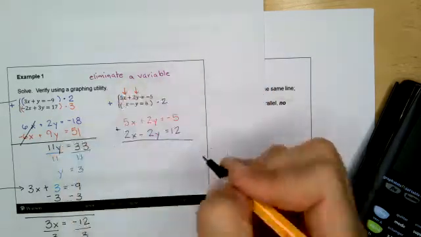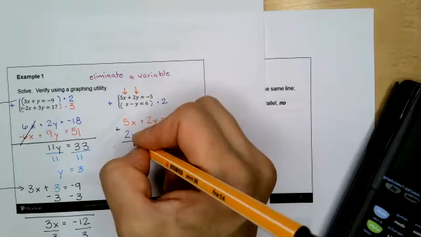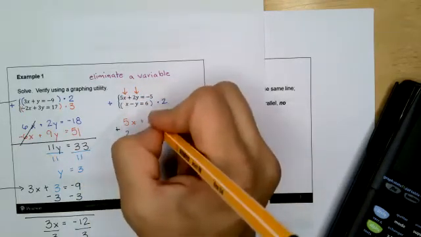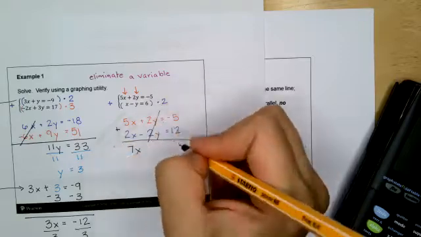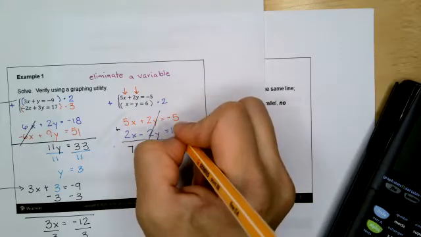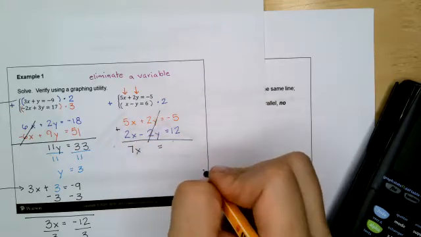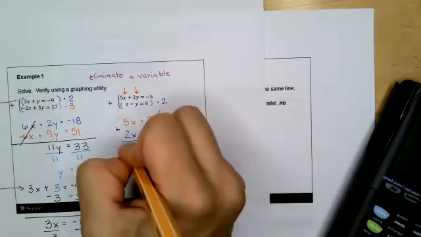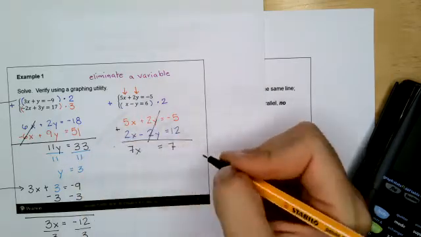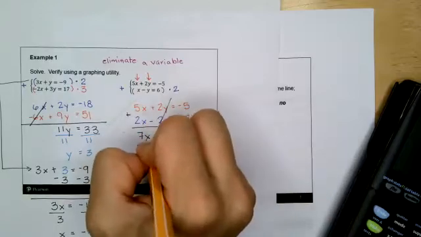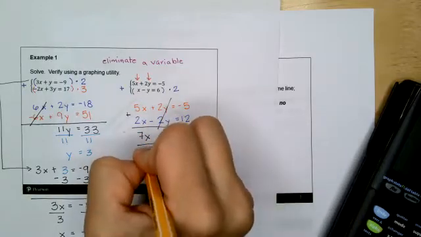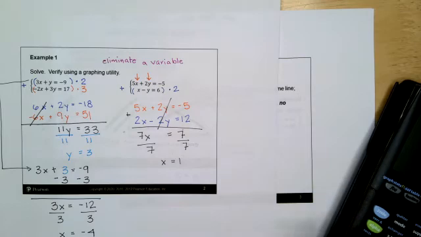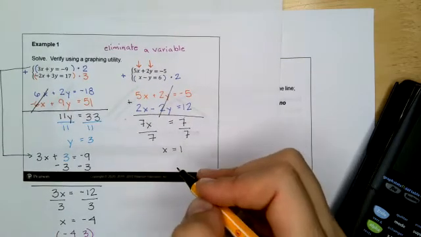And remember, I'm combining them. So 5x and 2x, they were both positive, become a 7x. 2y minus 2y are canceled. 12 plus a -5 is the same as 12 minus 5, which is 7. Good. 7x equals 7. Now I just solve for x by dividing by 7. X is 1. Good.